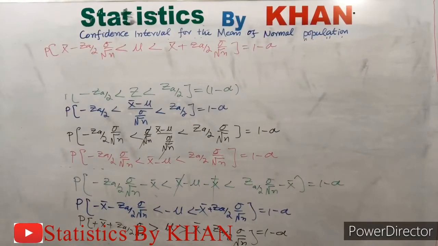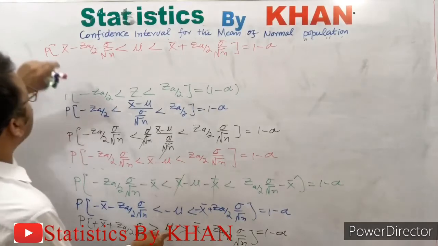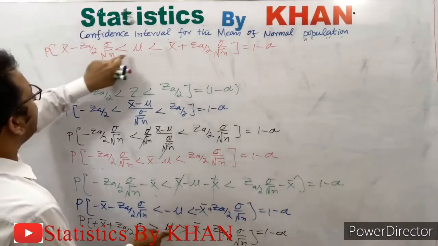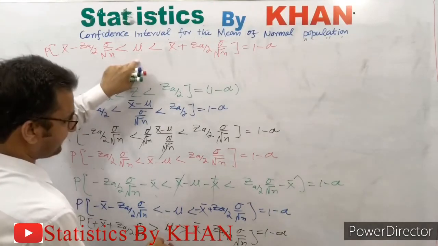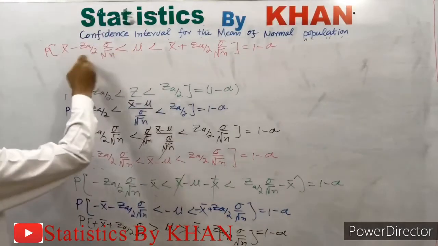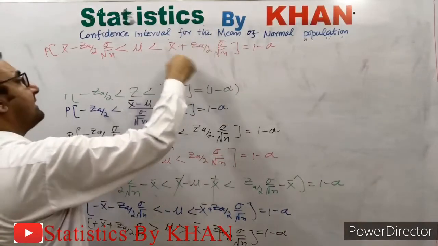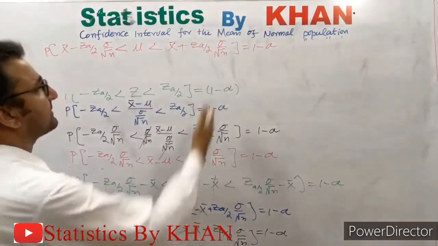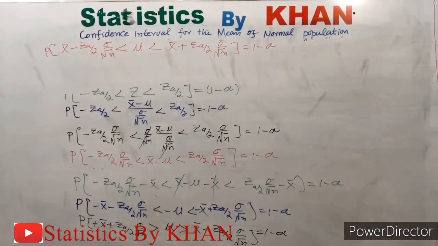This is the final confidence interval for the mean of normal population. Now, what I have done, if you look over here, this quantity is smaller than mu. Over here, this quantity is smaller than mu again. Both of them are the same notations. Similarly, this mu is smaller than this quantity. So I have just rearranged the terms. Now this is the final statement of confidence interval for the mean of normal population.